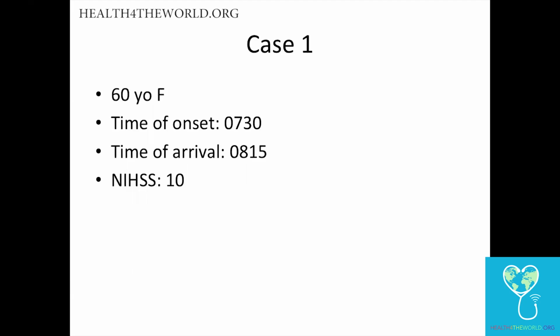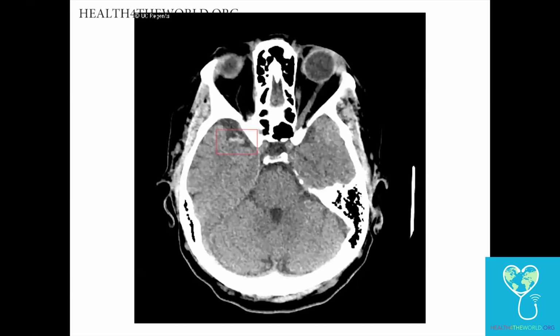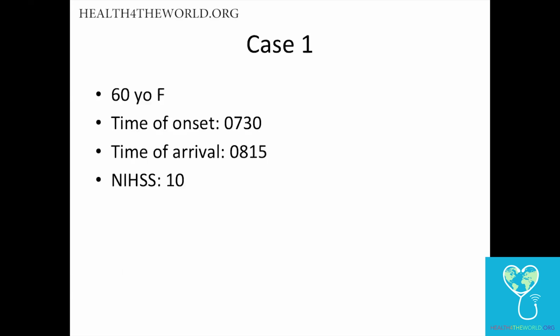Let's start with a case. So a 60-year-old female, she was last seen normal at 7:30 in the morning. And her time of arrival at the hospital was 8:15, and she had a stroke scale of 10.